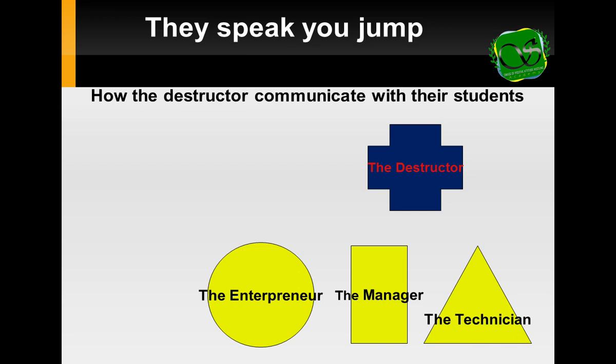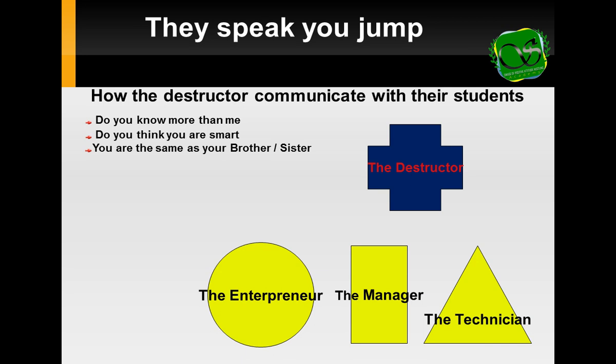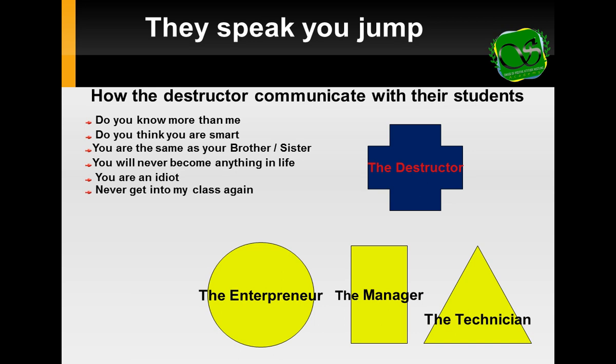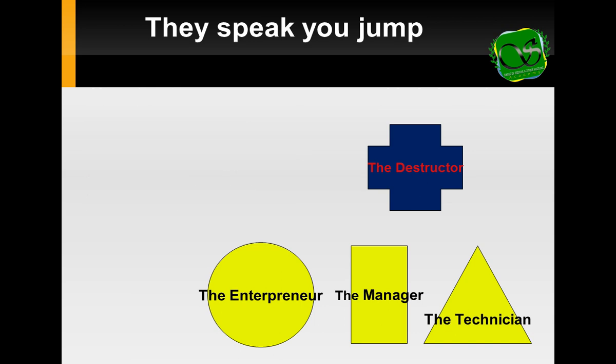How the instructor communicated with the student is like this. Do you know better than me? Are you smarter than me? Do you think you're smarter than me? You are just like your brother or your sister, or you're like your family. You're cursed. We don't understand what's wrong with you guys in your family. You will never become anything in life. You are an idiot. Never get into my class again. And so on and so on. Sometimes they slap you. Sometimes they trash your assignments. Sometimes at work you do the best job and then they go back and criticize what you've done.